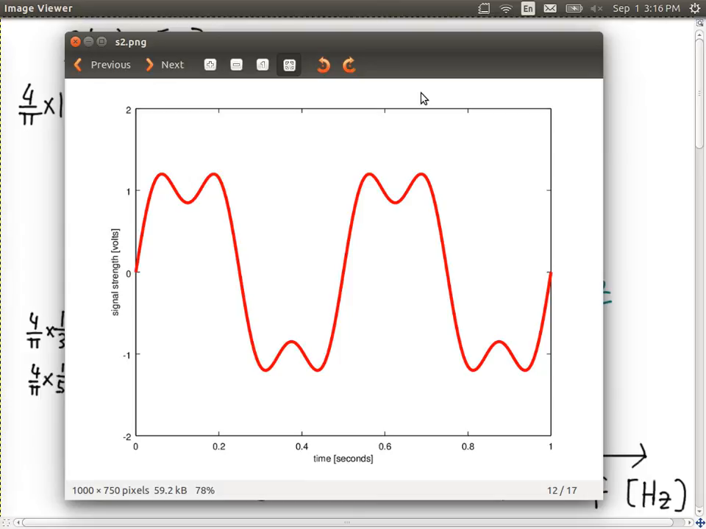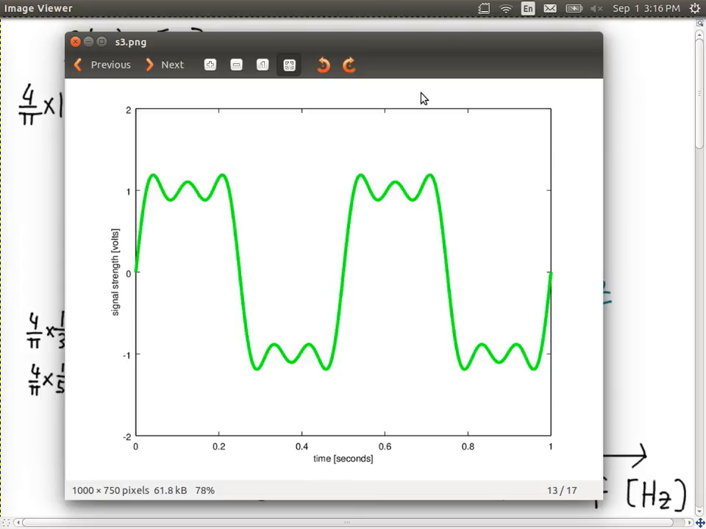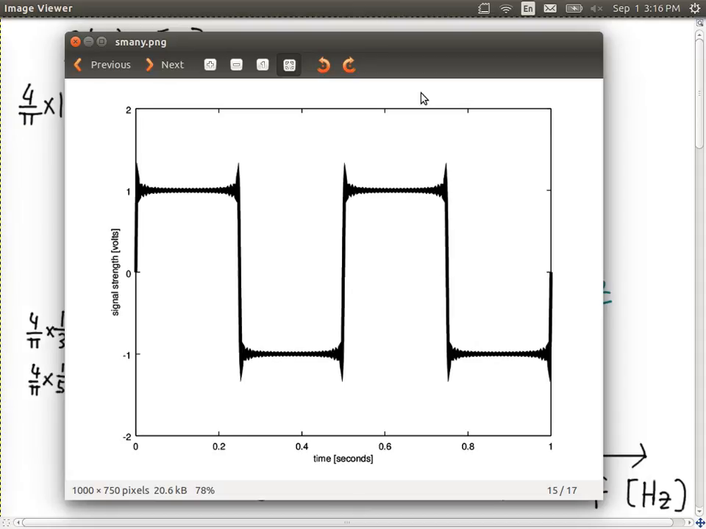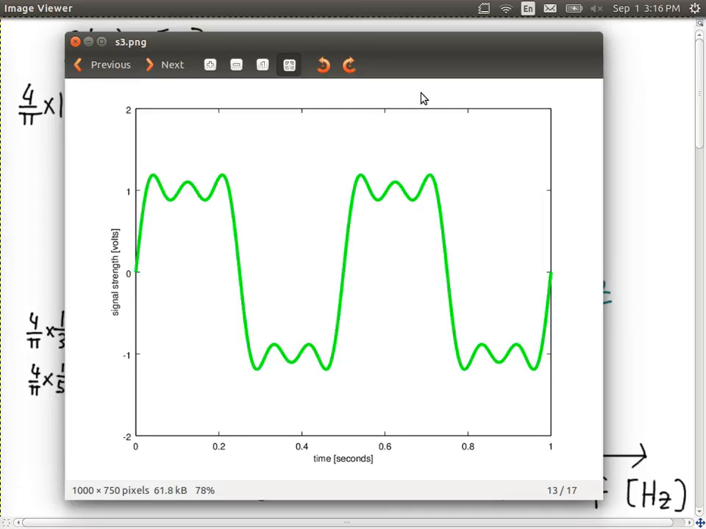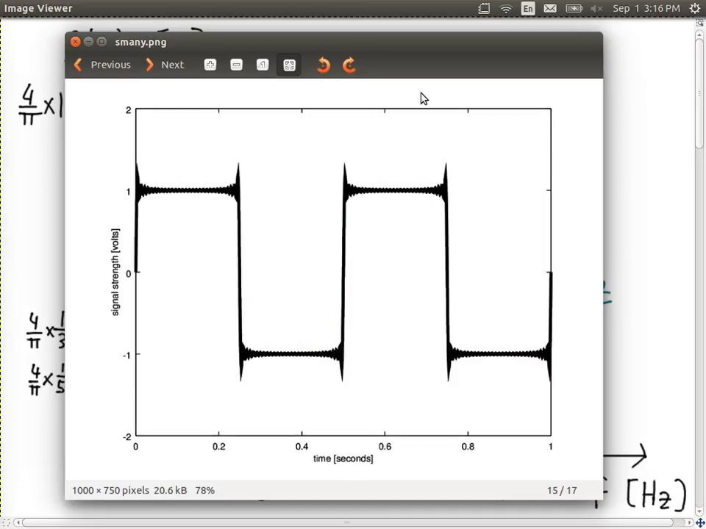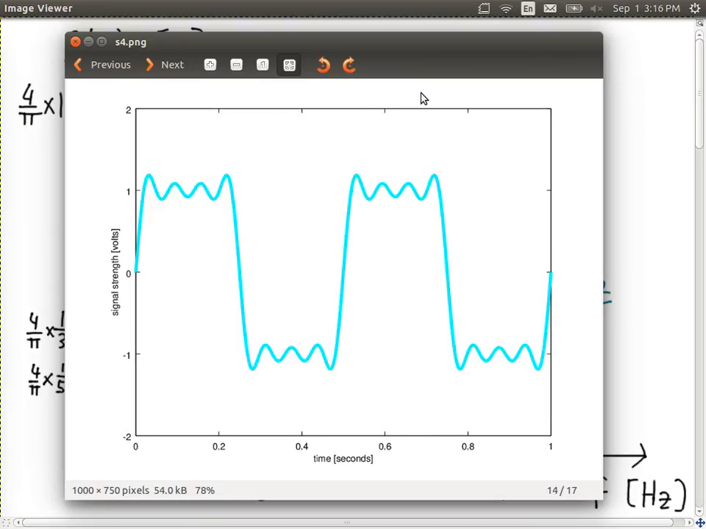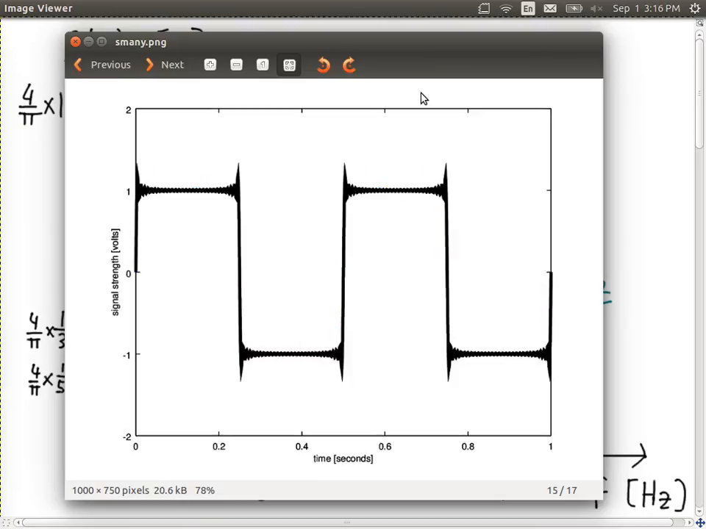Which signal of the four we have, red, green, blue, and black, which signal uses the most bandwidth? Hands up again. Which signal uses the most bandwidth? Red? Green? Black? Or blue? Black. We saw that this is made up of adding multiple sine components.